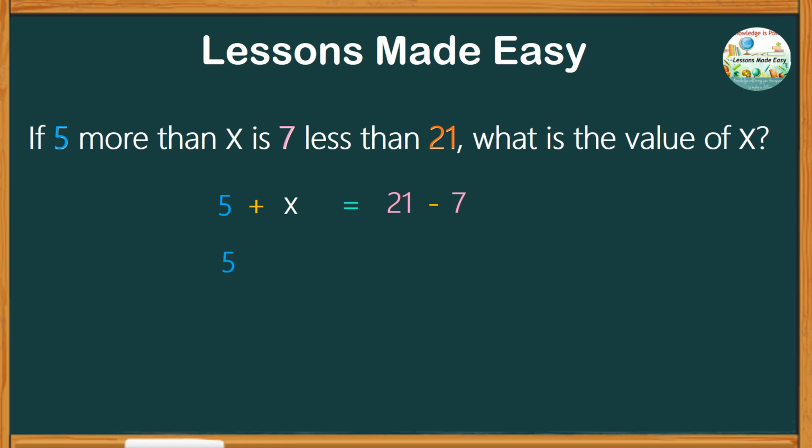Just copy 5 plus x, and let's simplify 21 minus 7, which is 14. To get the value of x, just subtract both sides by 5. Cancel out 5. We now have x equals 14 minus 5, or x is equal to 9.